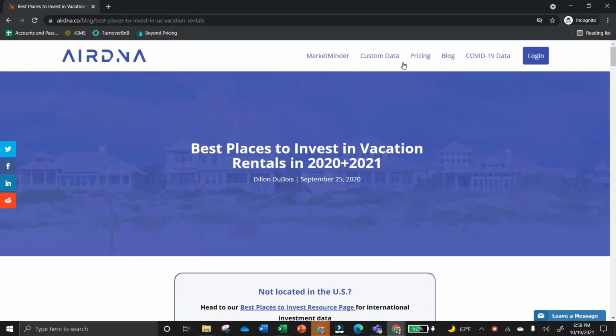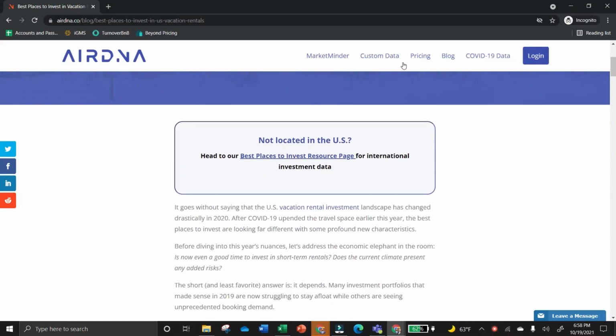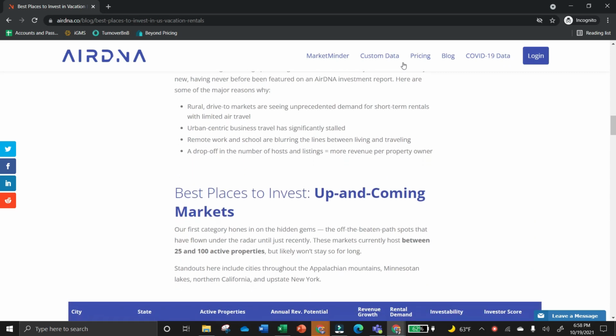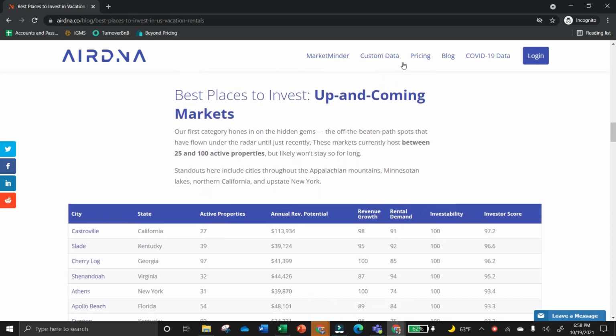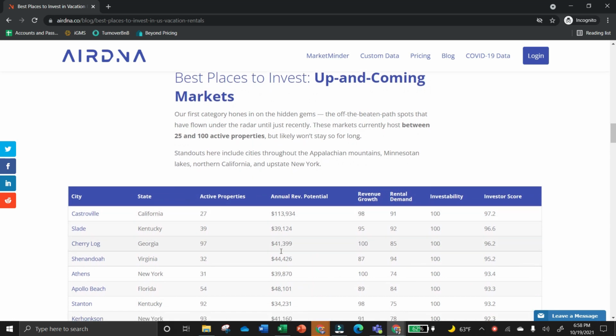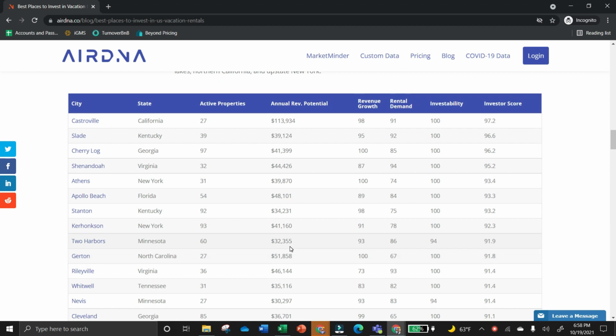So when we looked at AirDNA, we saw that they put out a report called 2020 and 2021 Best Places to Invest in Vacation Rentals, and we're going to take a look at that report now. Now if you scroll down, you'll see that this is broken up into 3 different areas. We got up and coming markets with active rentals anywhere from 25 to 100 in that area. Now you can see that the profit potential is anywhere from 30 to 113,000.